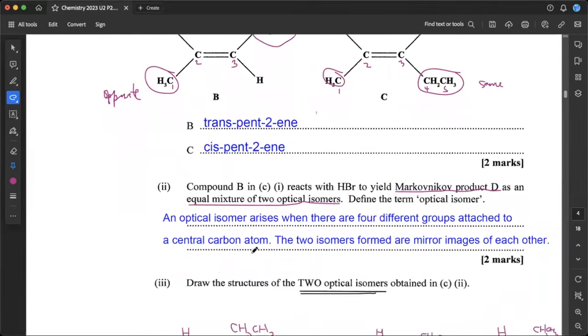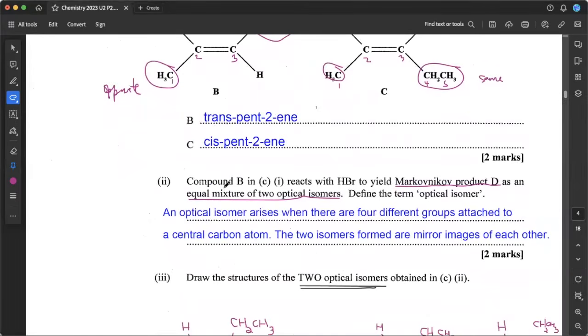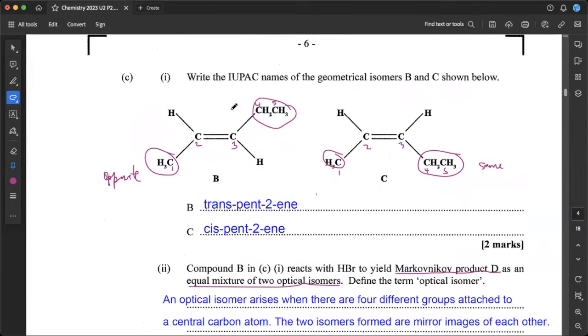So moving along to C part 2. C part 2 says compound B in C part 1, so this trans-pent-2-ene, is going to react with HBr to yield Markovnikov product D as an equal mixture of 2 optical isomers. So now we're getting some optical isomers being formed when this trans molecule reacts with HBr. They're asking us to define the term optical isomer. What is an optical isomer, first of all?